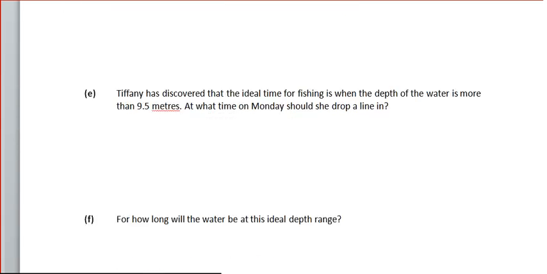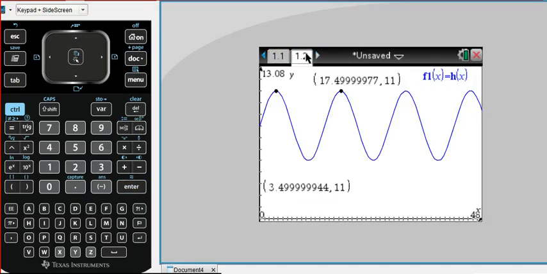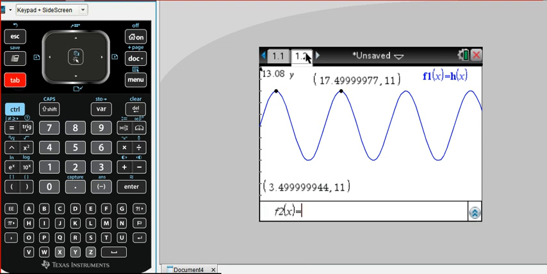Then we go on to the fact that Tiffany has discovered that there is an ideal time for fishing, and that's when the depth of the water is more than 9.5 metres. At what time on Monday, so again, read all parts of the question, should she drop a line in? So we're looking at what time it is on Monday that we get a depth of 9.5 metres. So again, on our calculator page, I'd go to the graph, I'd actually type in the line 9.5 metres.